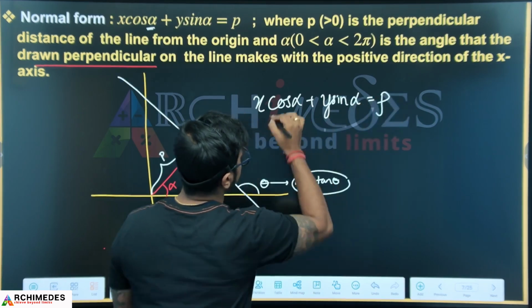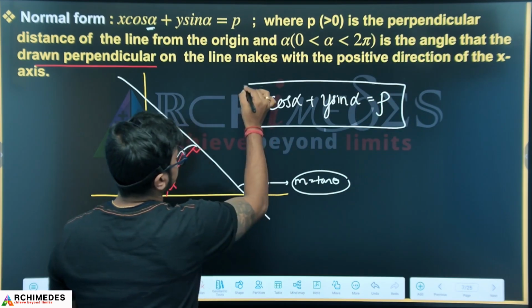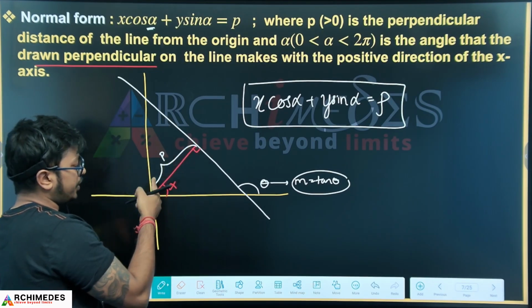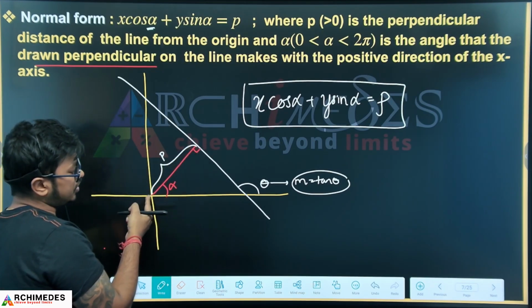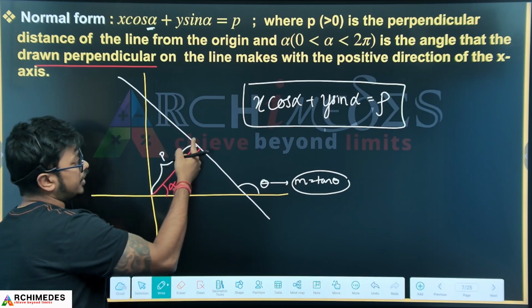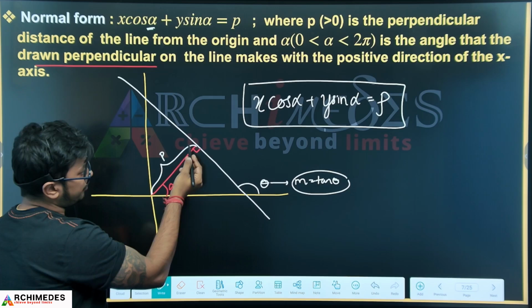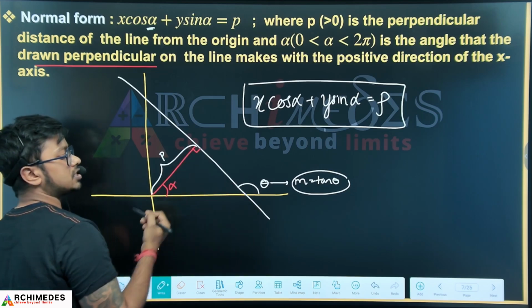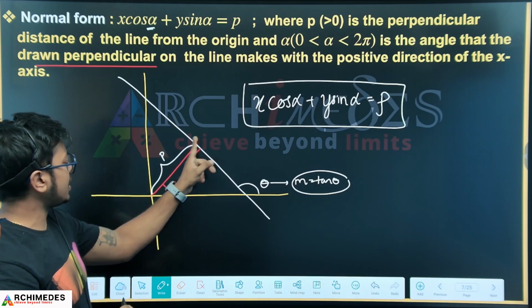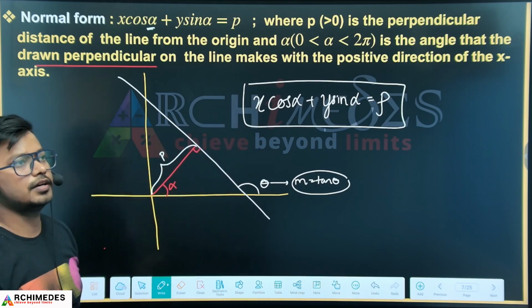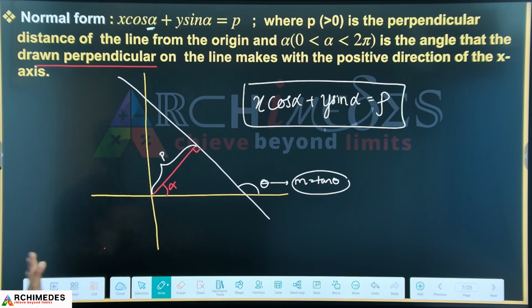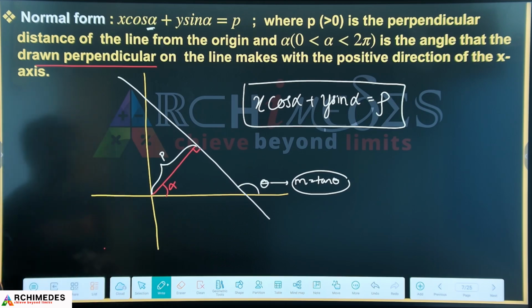So copy this. Am I clear? This alpha is not this theta. Remember that alpha is from the perpendicular drawn from the origin to that line. Alpha is the angle made by that perpendicular line with the positive direction of the x-axis, and p is the distance of that line from the origin. Then this is the formula. So copy this up to here. So these are all the forms of the straight line.